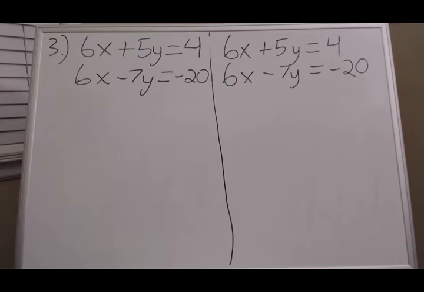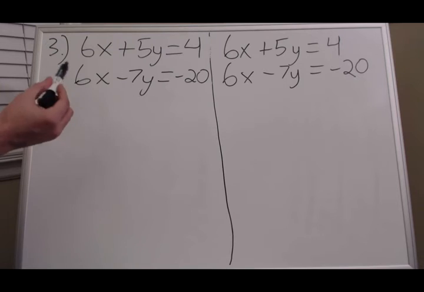For number 3, let's first take a look at the coefficients. For the x variable, they're 6 and 6. And for the y variable, they're 5 and 7. Which variable are we going to try to eliminate then? And the correct answer is x, because they both have a 6, so the coefficient is the same. So we want to get 0 to eliminate the variable. Let's try adding or subtracting and see which one works.